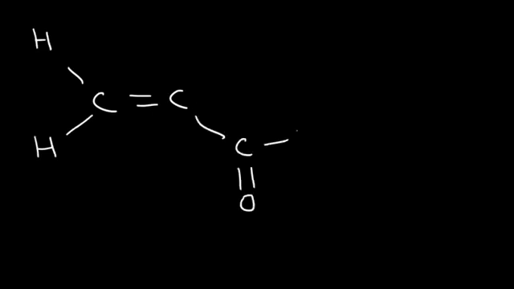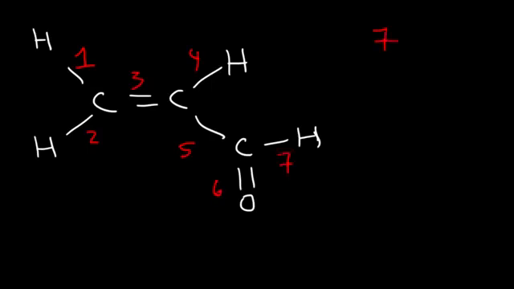Now, let's say you have a structure that looks like this. How many sigma bonds are in this structure and how many pi bonds are there? So every bond contains one sigma. So 1, 2, 3, 4, 5, 6, 7. Therefore, there are 7 sigma bonds. And every double bond has one pi bond. So 1, 2, 2 pi bonds. And that's a simple and easy way to count the number of sigma and pi bonds.